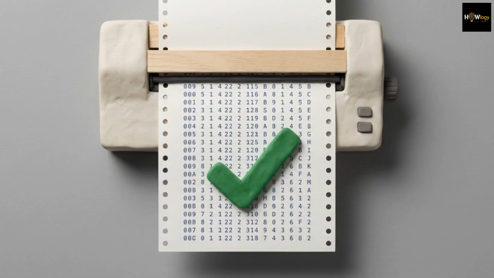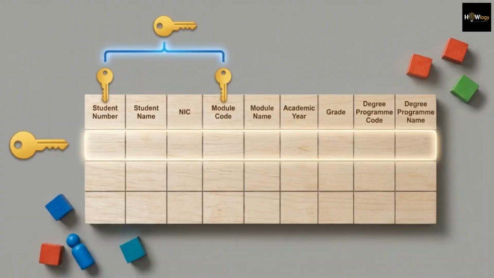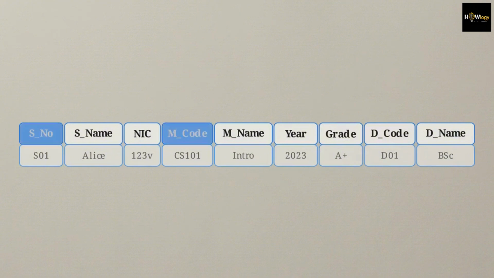1NF makes the data readable by a machine, but it creates massive amounts of repetition, leading to the next stage of extraction. To uniquely identify any row in this grid, we need a primary key. In this example, that requires a combination of the student number and the module code. Second normal form, or 2NF, asks a simple question. Does every other piece of information in this row depend on that specific combination?